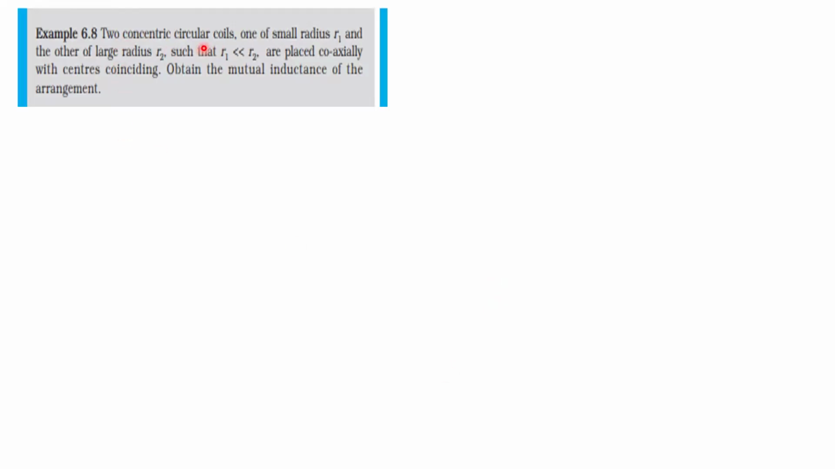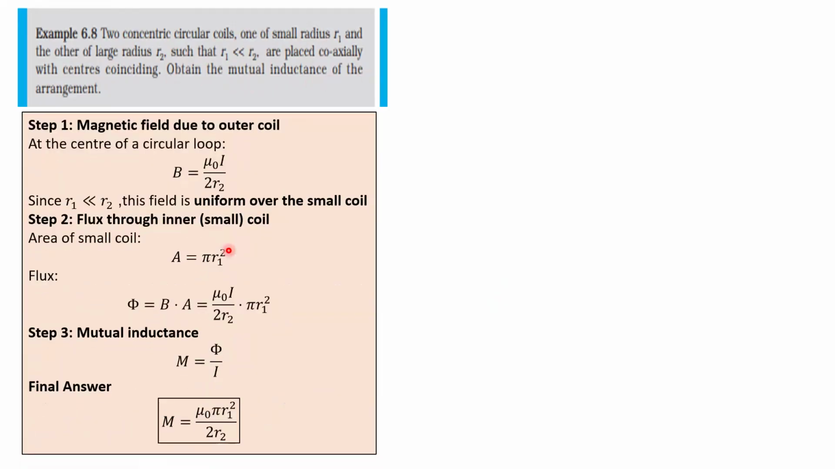Two concentric circular coils, one of small radius R1 and the other of large radius R2, such that R1 is very small as compared to R2, are placed coaxially with the centers coinciding. Obtain the mutual inductance of the arrangement. Okay, two concentric circles are given, right?